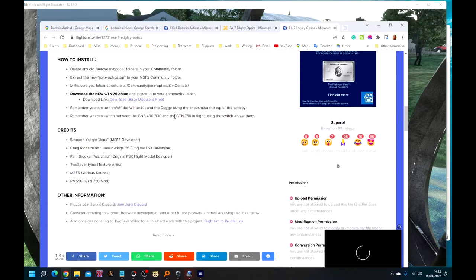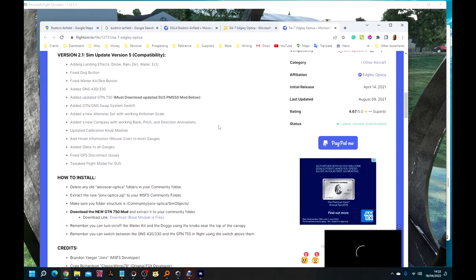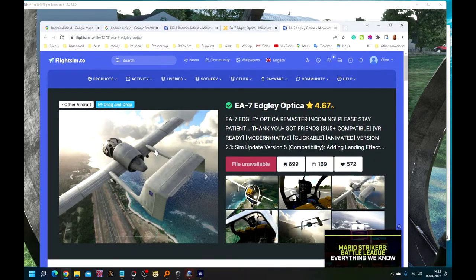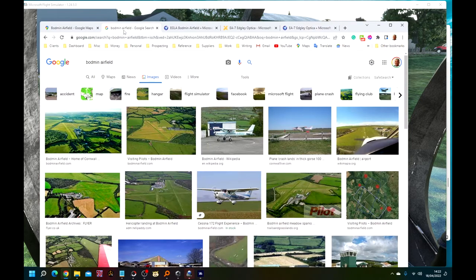So if you're interested in having an Edgley Optica to fly around in Microsoft Flight Simulator, go along to flightsim.to and get yours. And there's some great pictures of the airfield and surrounding areas. Thanks for watching.